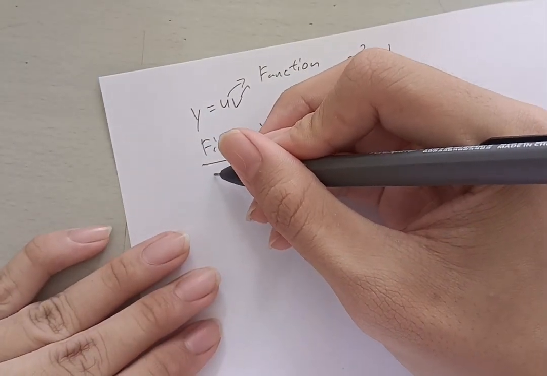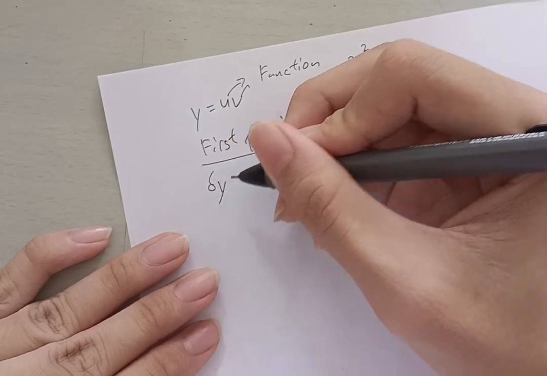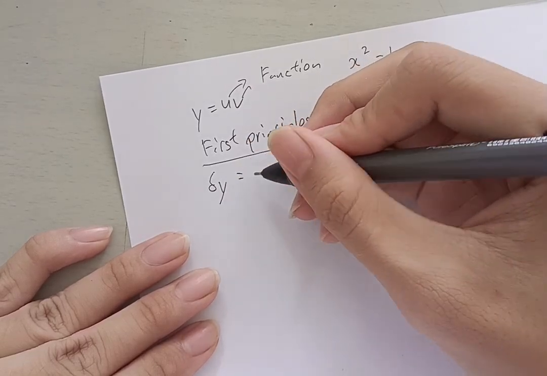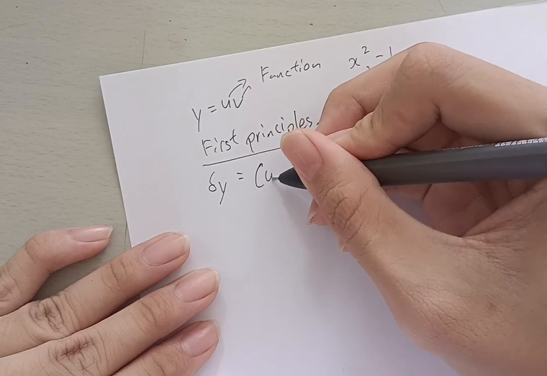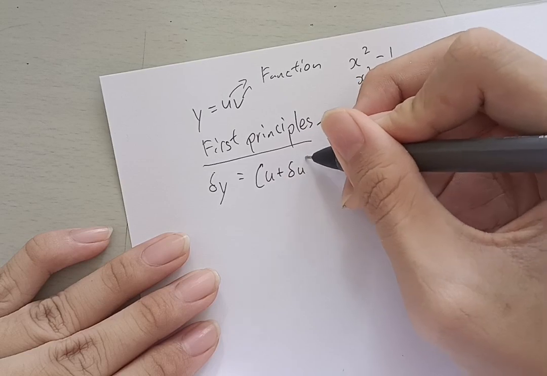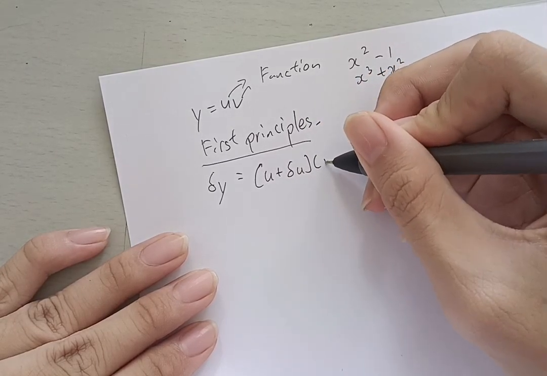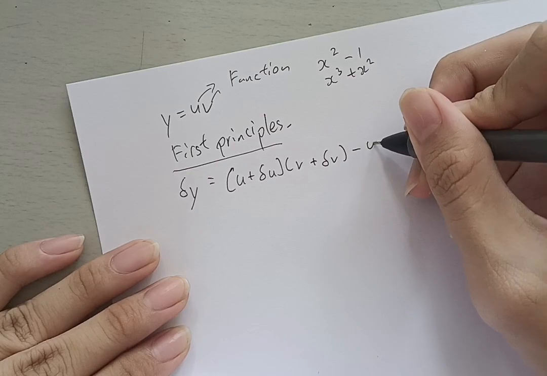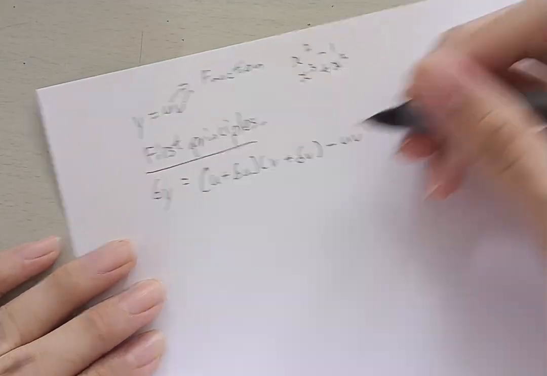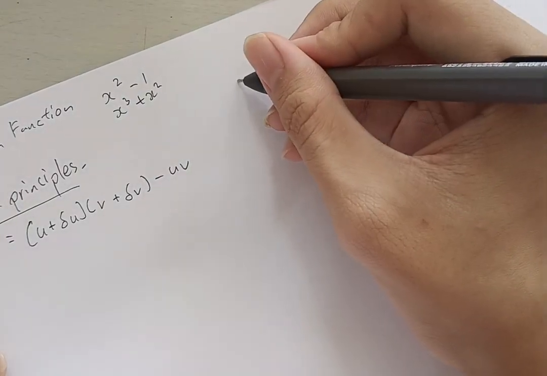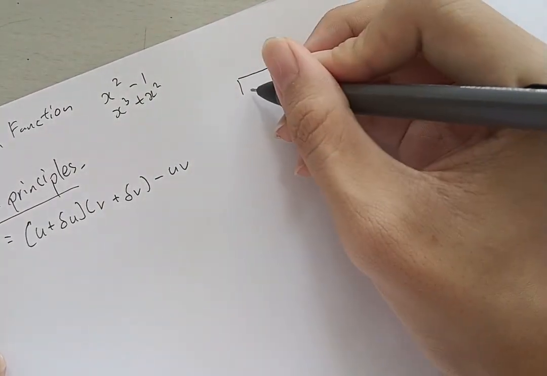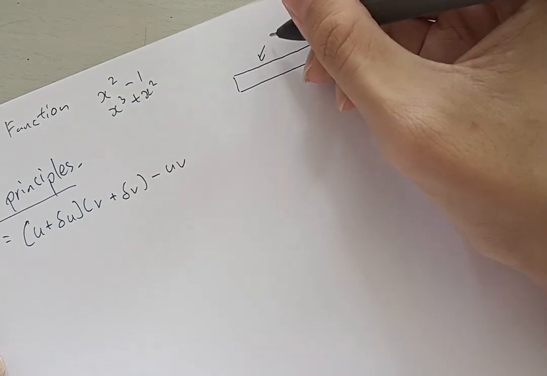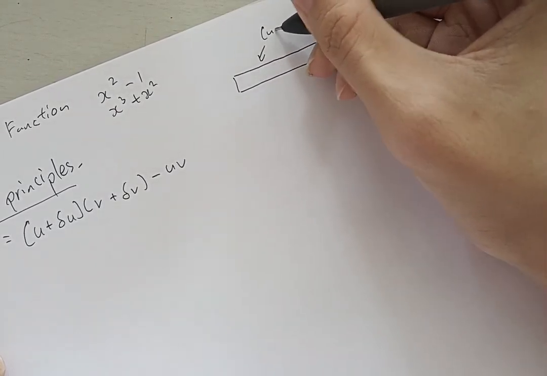So the small change in y, which I'll show you later once I finish writing everything, is u plus the small change of u times v plus the small change in v, minus uv. This makes sense because if you draw it out like this, let's say this is uv, this is u plus delta u, and so on.